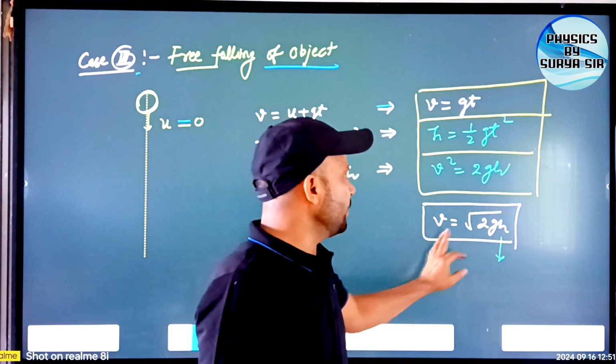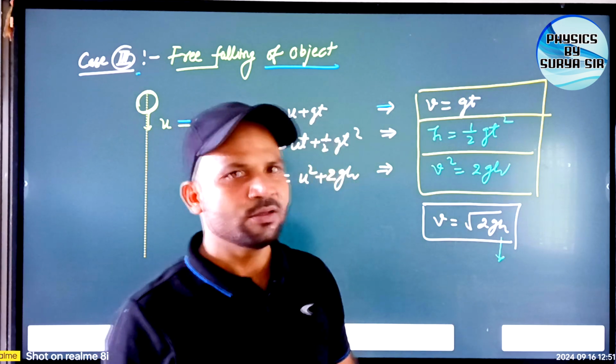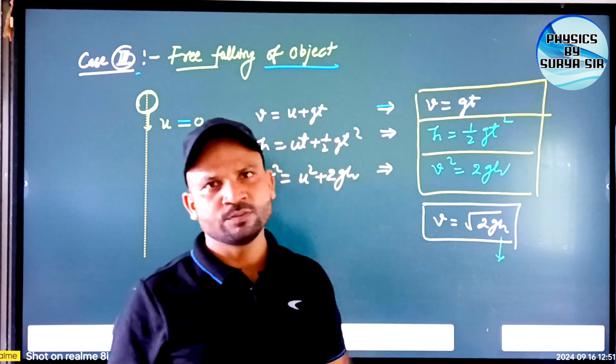And what will be its value? V is equal to under root 2gh.